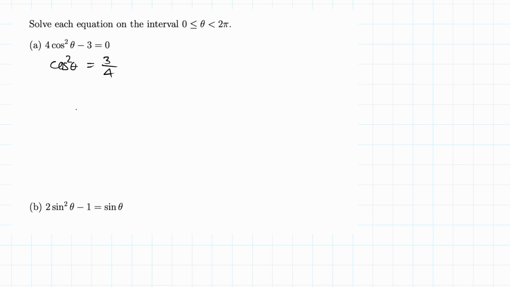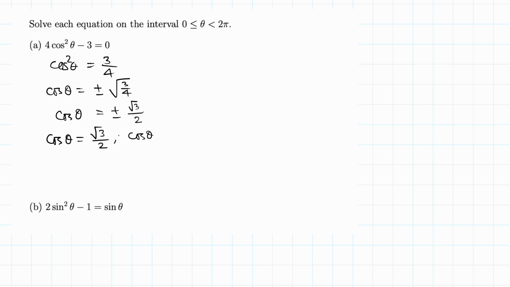Now take the square root of both sides. When we take a square root, to get rid of the square we get plus or minus the square root of 3 over 4. Let me simplify this: plus or minus root 3 on the top, and the square root of 4 is 2. So basically we got two values for cosine theta. Cosine theta is positive root 3 over 2, or cosine theta is negative root 3 over 2.